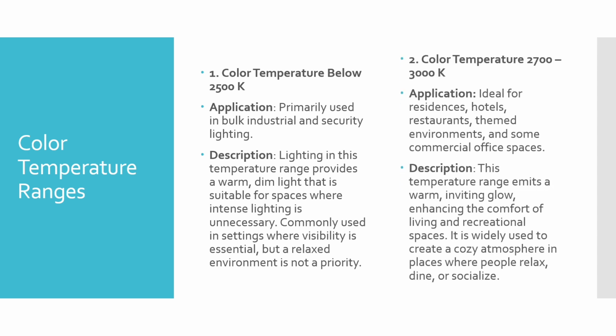Color temperatures between 2700 to 3000 Kelvin give off a warm, soft light with a slightly yellowish tint, similar to traditional incandescent bulbs. This lighting range is inviting and cozy, making it perfect for creating comfortable and relaxing atmospheres. Because of this, it's commonly used in places like homes, hotels, restaurants, and even certain office spaces where a relaxed ambience is important.